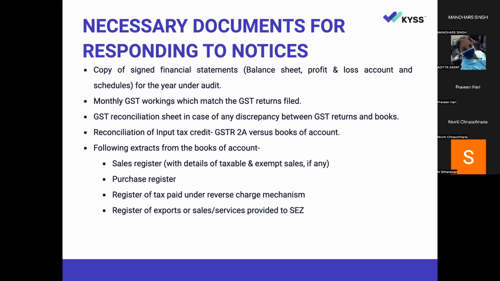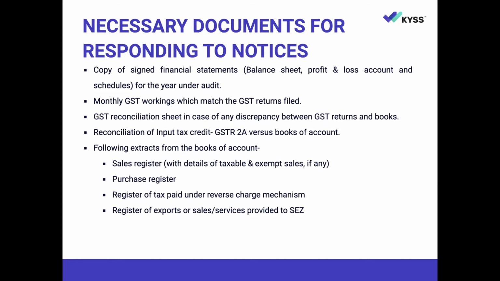The other extracts from the books of account, from whatever accounting ERP that you're using, it could be Tally, it could be QuickBooks. The extracts that need to be maintained are the sale register. If you are doing both taxable and exempt sales, that needs to be specifically mentioned in the sales register. The purchase register, whatever goods have been purchased or services have been taken, the register of that.